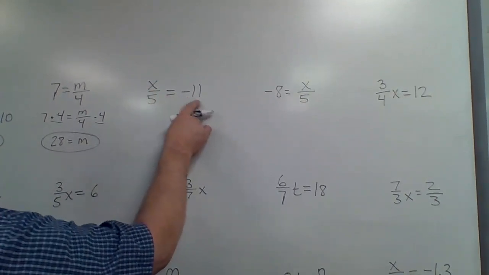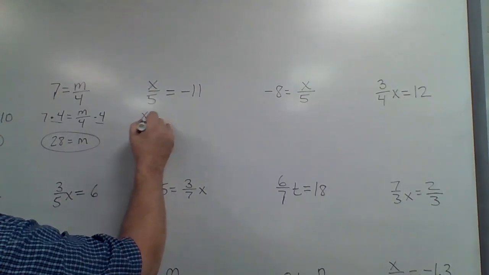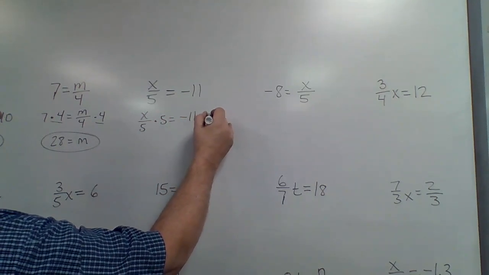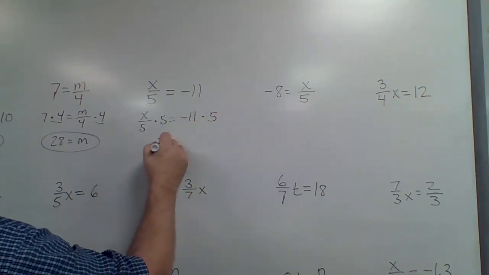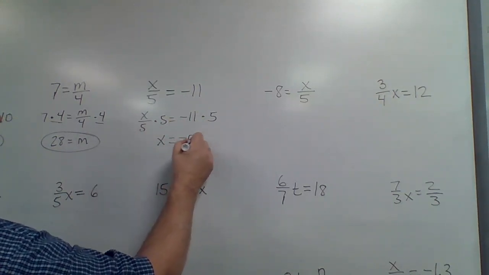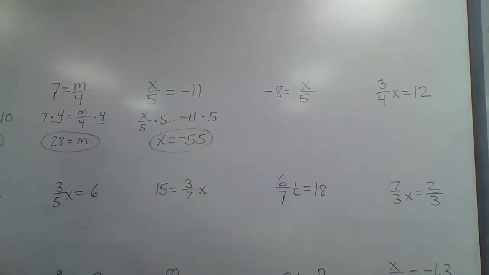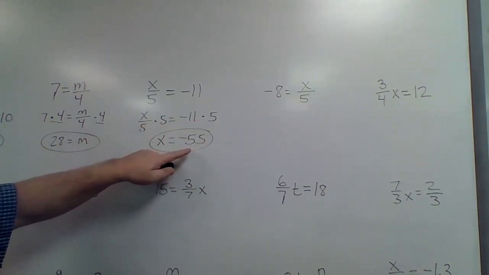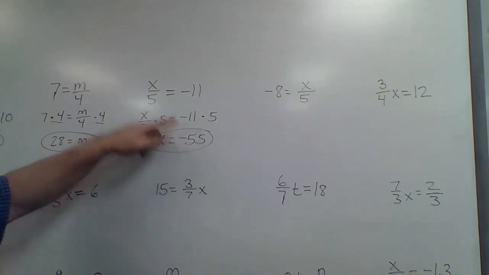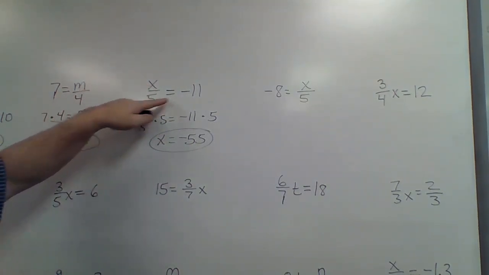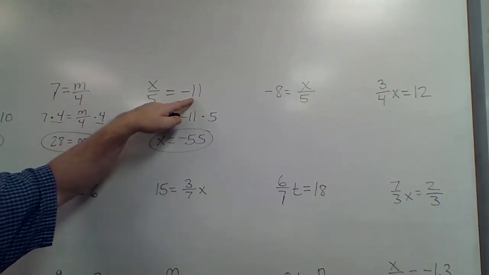Let's move on right here. x divided by 5 equals negative 11. I think I have to multiply both sides by 5. And that gives me an x value, because these two cancel each other out, equaling negative 55. Because negative 11 times a positive 5 is negative 55. Let's try it out. Let's take this number, stick it right here. Is negative 55 divided by 5 equal to negative 11? Yes, it is.